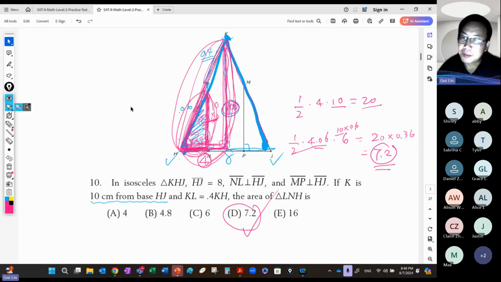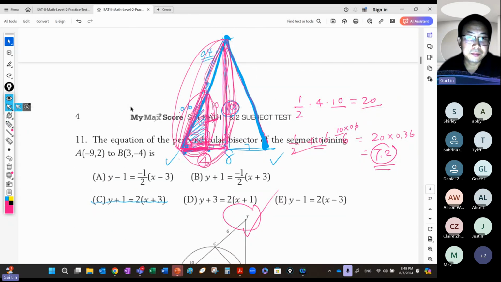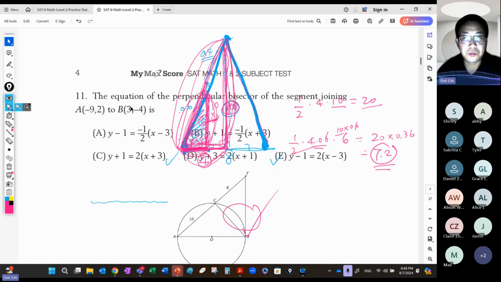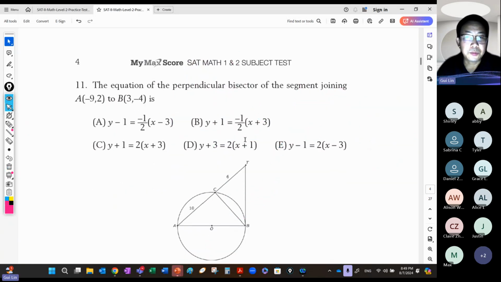Okay, let's move on. Oh, time flies. Only 10 minutes left. So we try to finish as much as we can. We can come back next week.